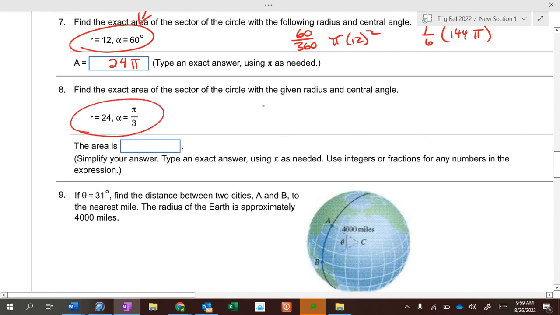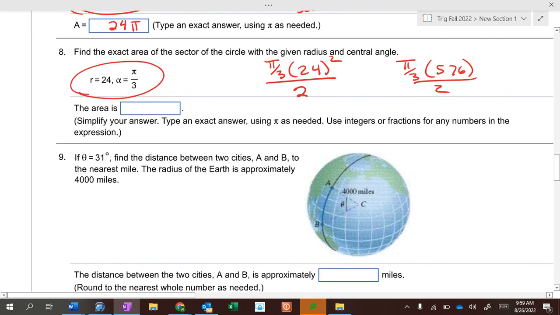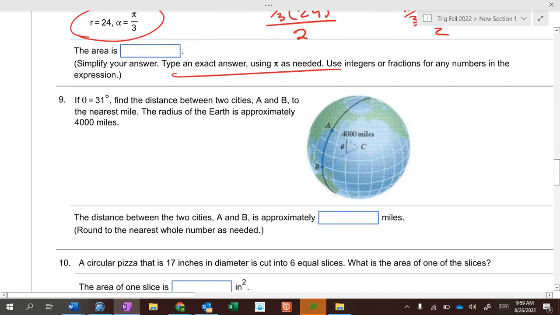This one, it's trig. So we have to say the sector area is alpha r squared over 2. So it's pi over 3 times 576 divided by 2. I don't know how to do that in my head. You can use a calculator to figure it out, but it says type an exact answer. So that you take 576 divided by 3, whatever that is, divide that by 2.